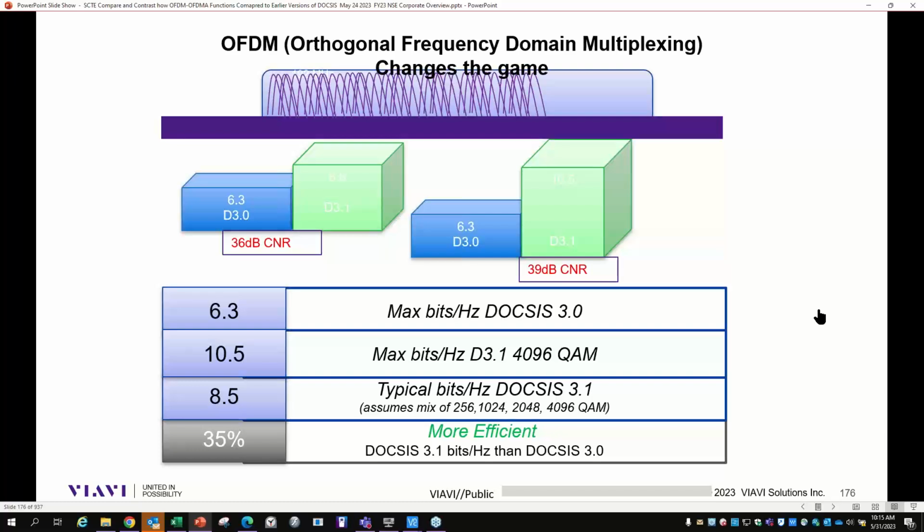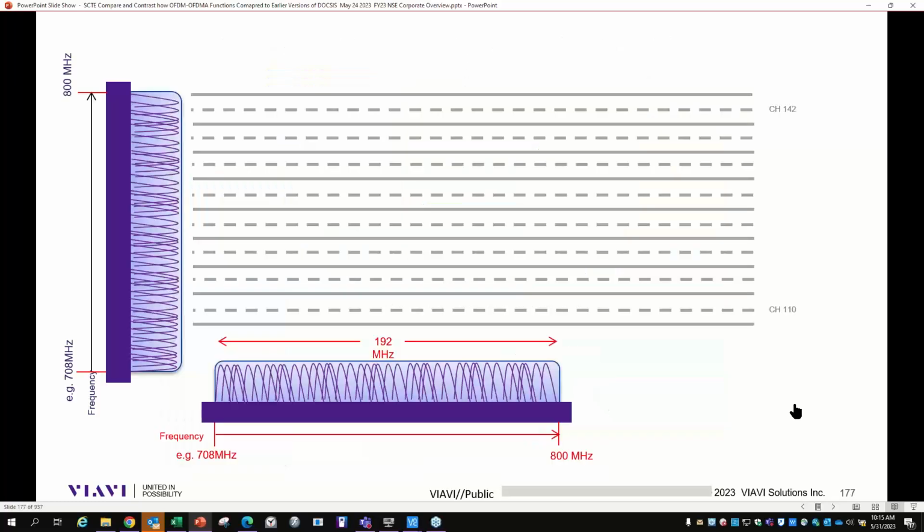Again, bits per hertz, right? It comes down to the modulation technique that can be delivered between a single QAM carrier and an OFDM carrier, and the ability to be much more efficient, about 35% more efficient than that of a single QAM carrier. That's a big deal, and that's the reason why we've gone to this technology, right?